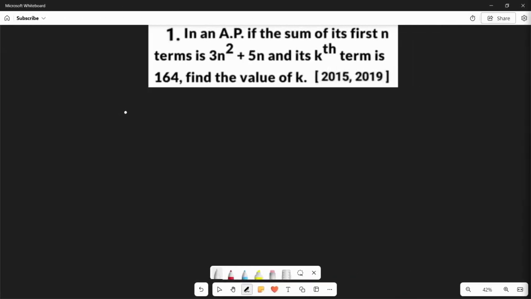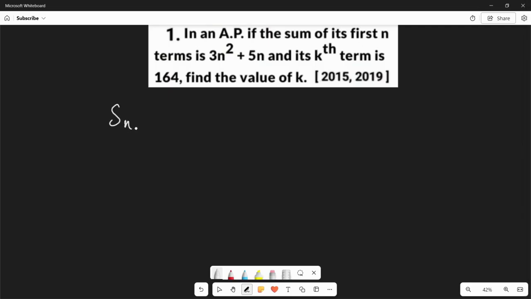Starting with the very first question. This is from the chapter Arithmetic Progressions. And it states that if in an AP, the sum of first n terms is 3n square plus 5n and its kth term is 164, then we need to find the value of k.